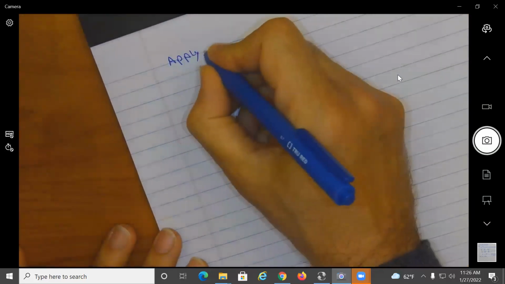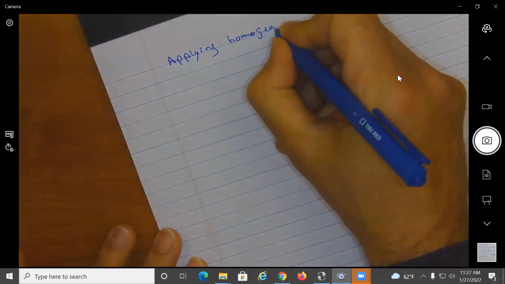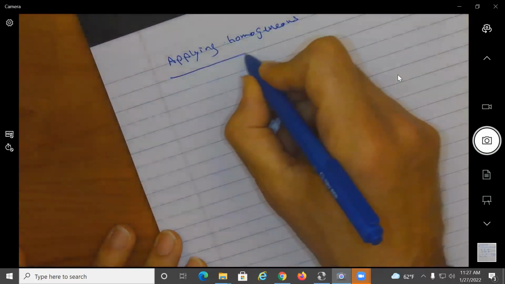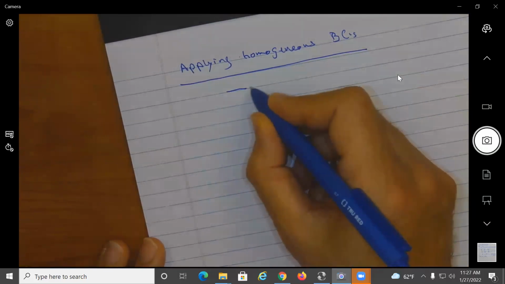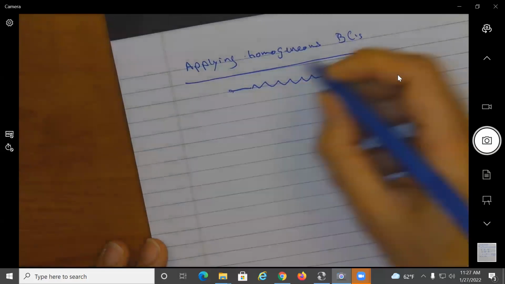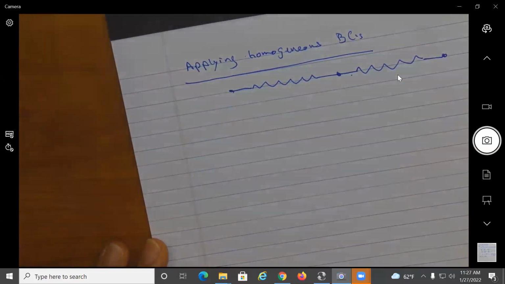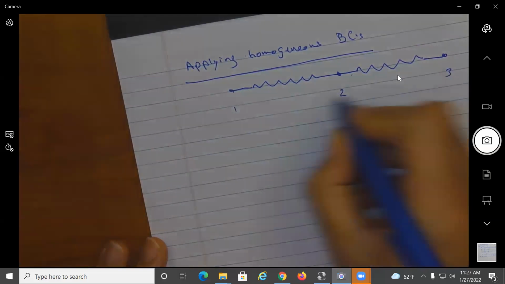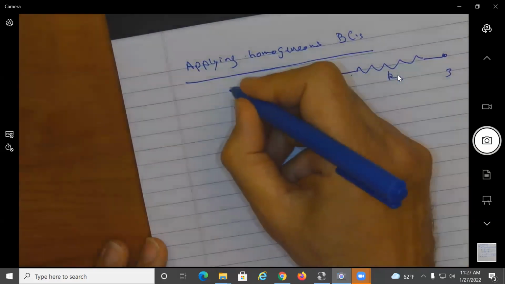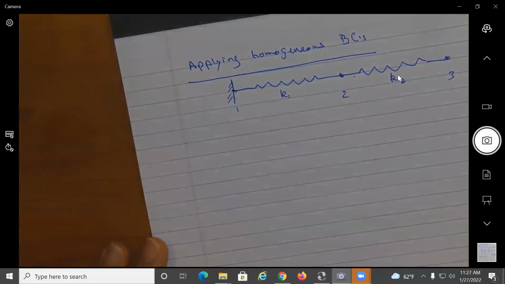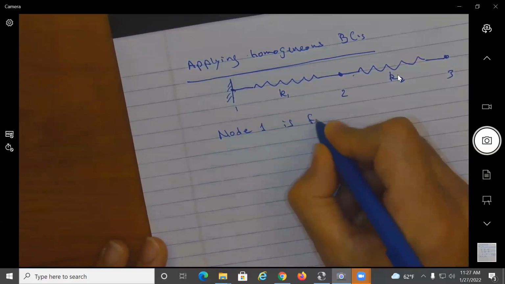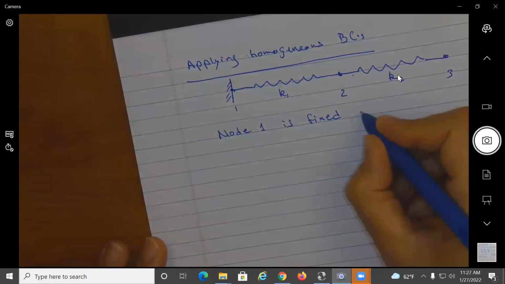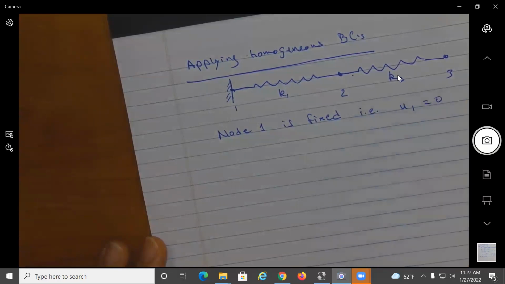So let's look at applying homogeneous boundary conditions. I think one of the best ways to look at it is to take an example. Let's look at this assemblage of the two springs that we worked on. We still have 1, 2, 3, K1 and K2. Now I'm going to apply a fixed support at node 1. So node 1 is fixed. That is, U1 is equal to 0.